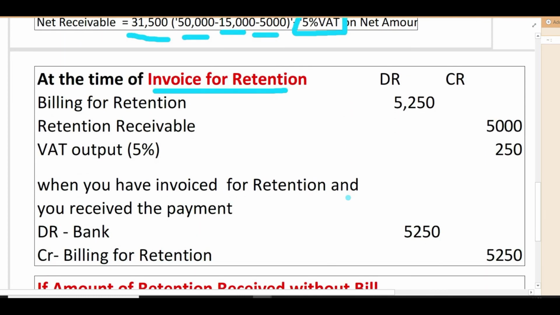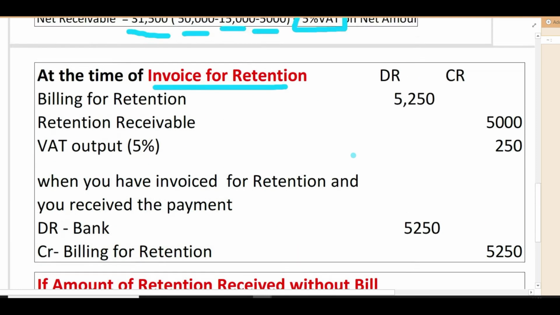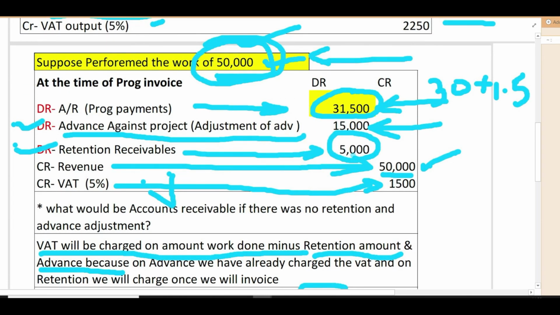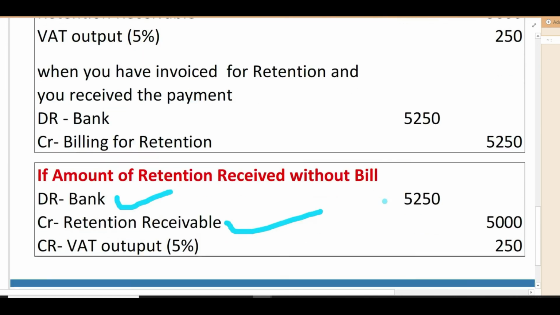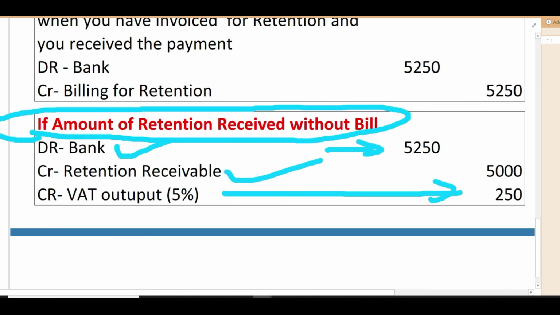Now again, for the invoice for retention, there are two scenarios. Automatically, once the project is finished, they can pay you the amount for retention. What you will do in that case is debit the bank account and credit what? Your retention receivable, the asset. You already have a debit balance asset, retention receivable. So once the asset is removed, it will be credited, and your VAT will be credited. This will be the scenario if you receive the amount without any bill or without any invoice.